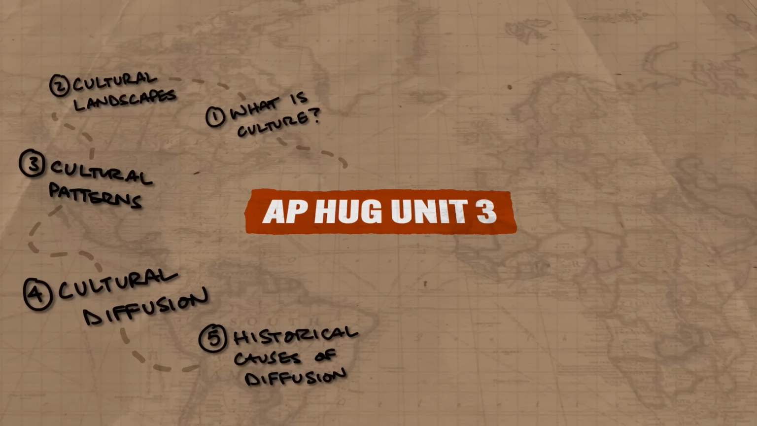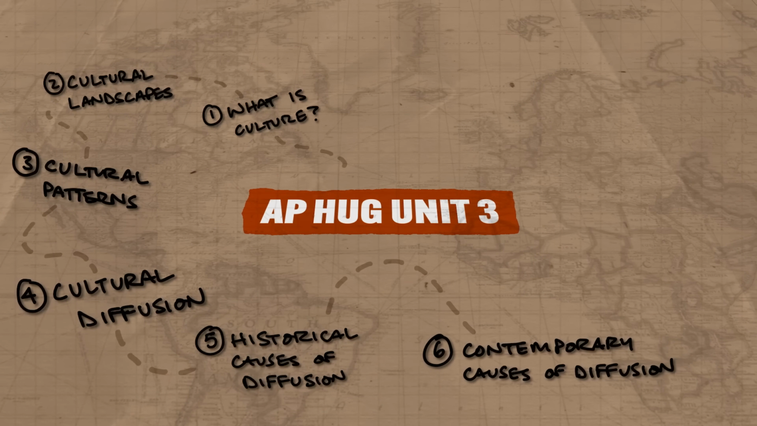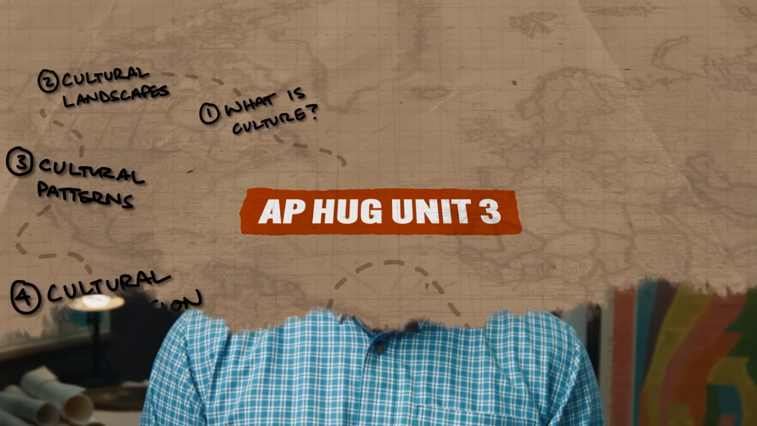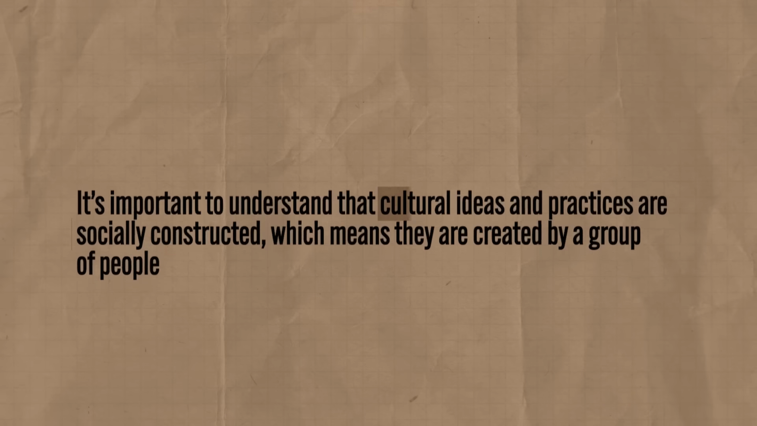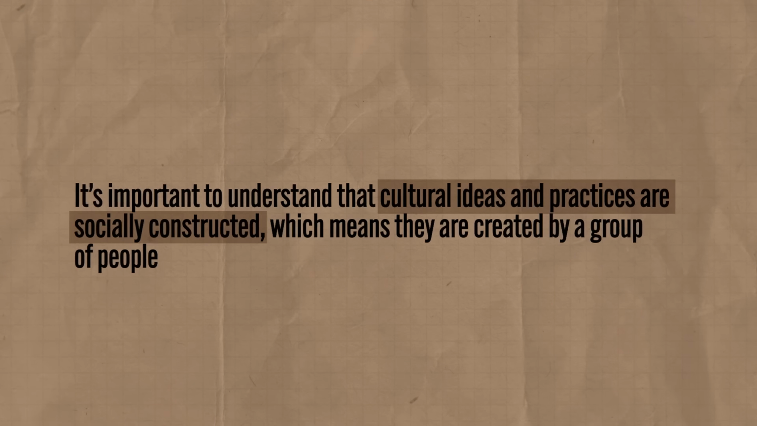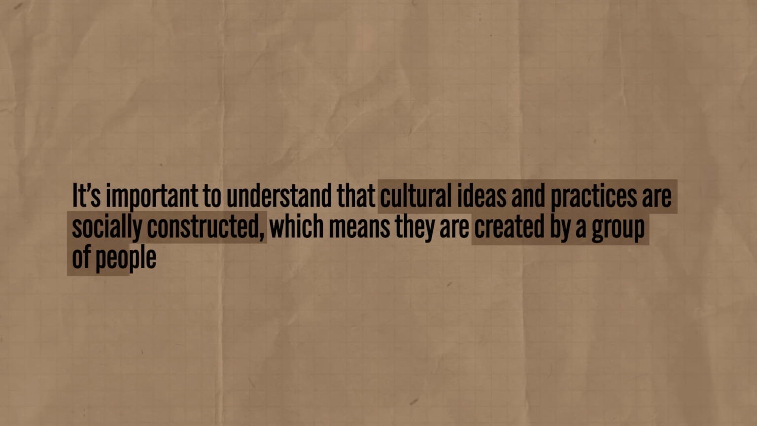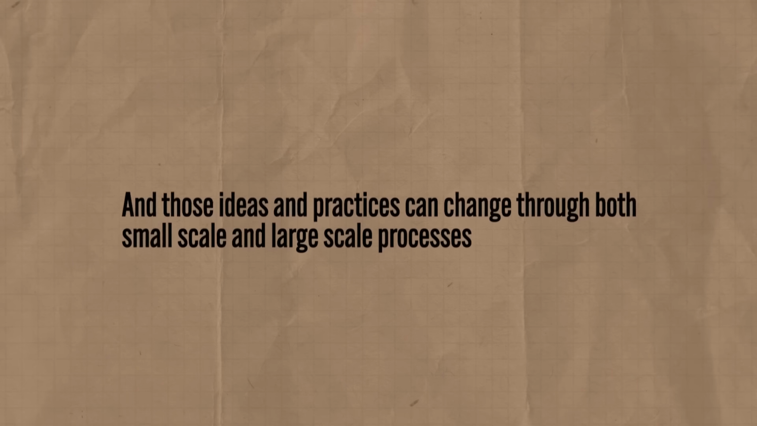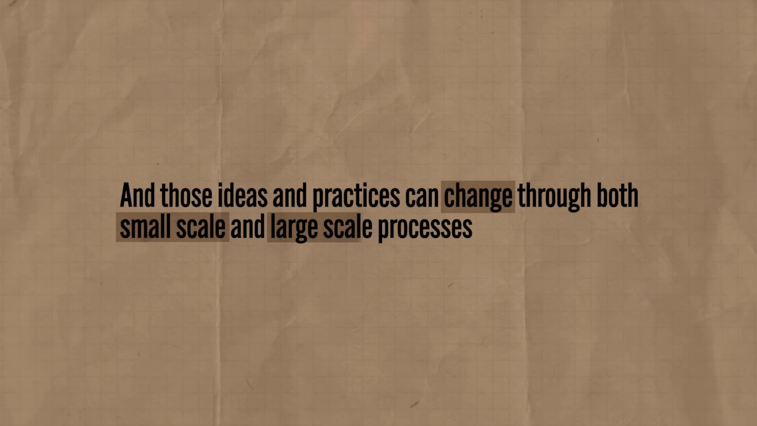Okay, now you didn't think the diffusion of cultural traits only occurred in the dusty pages of history, did you? You're so crazy. No, diffusion continues to occur today, and we need to consider the contemporary causes of that diffusion. Now, it's important to understand that cultural ideas and practices are socially constructed, which means that they are created by a group of people. And those ideas and practices can change through both small-scale and large-scale processes.